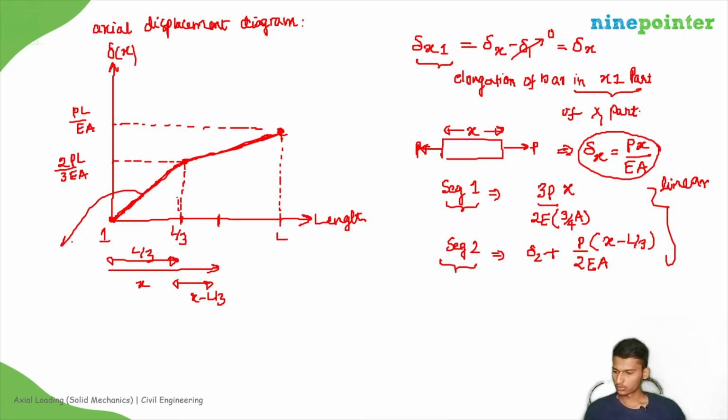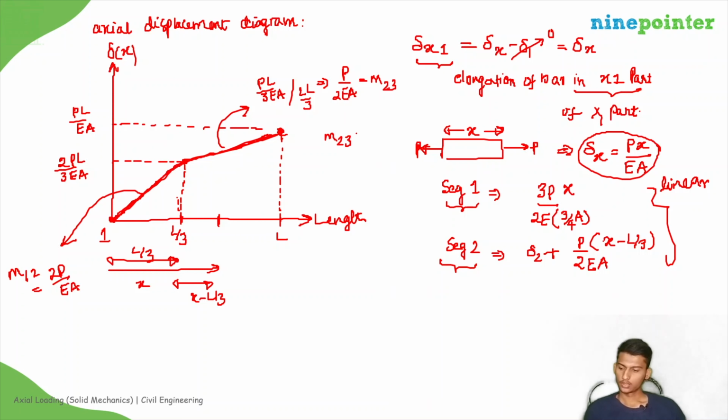So this m12 का slope है 2P by EA, right? इसका slope है PL by 3EA divided by 2L by 3, right? So P by 2EA. So this is the m23 slope. So m23 slope is less than m12. That is the reason this angle theta 2 is less than this angle theta 1.